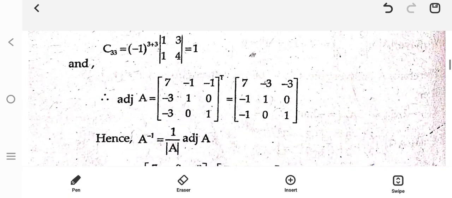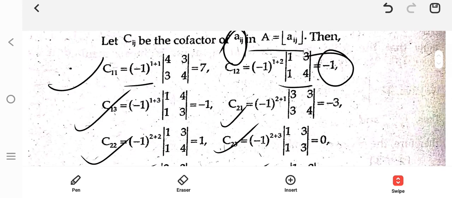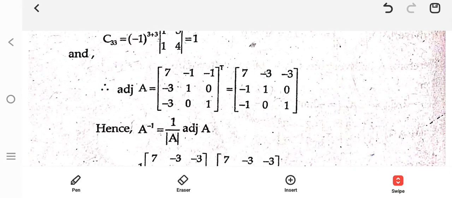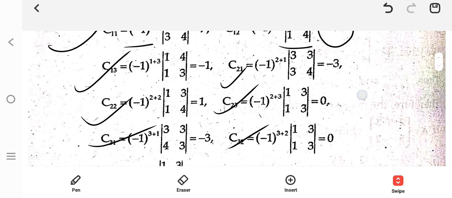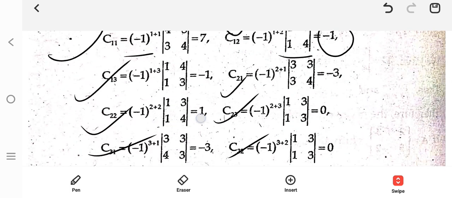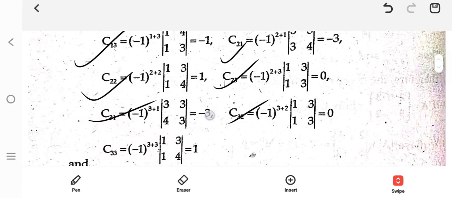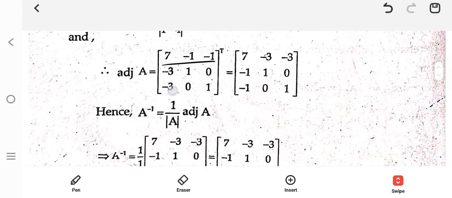And for our adjoint matrix, we put all the cofactors here. Our first cofactor here is 7, and then -1 and -1. So 7, -1 and -1, this is the first row. For the second row we have -3, 1 and 0. And for the third row, we have -3, 0 and 1.